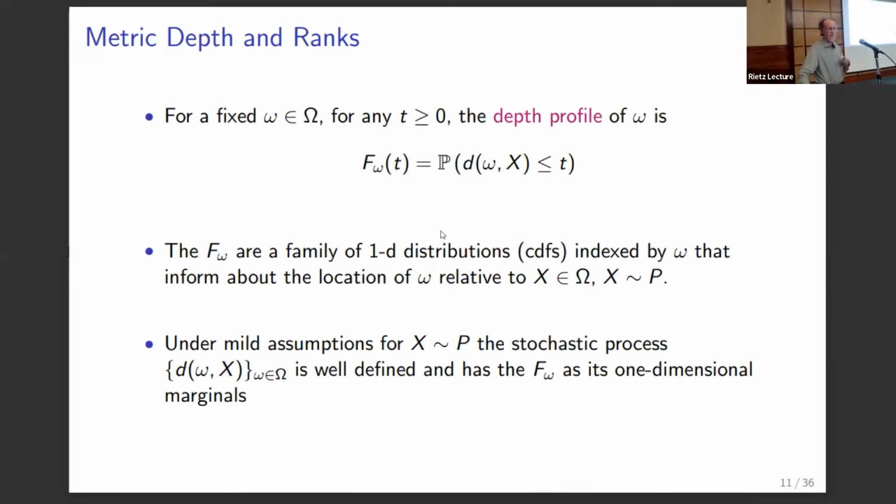And they will be used to inform about the relative location of this element small omega relative to the population. And that, of course, gives you an idea about the depth. How deep is that omega relative to the others? So we have that our population has a distribution P. And you can then define a stochastic process that's indexed in omega. It can be shown that it's well defined and has this F omega as its one-dimensional marginals.